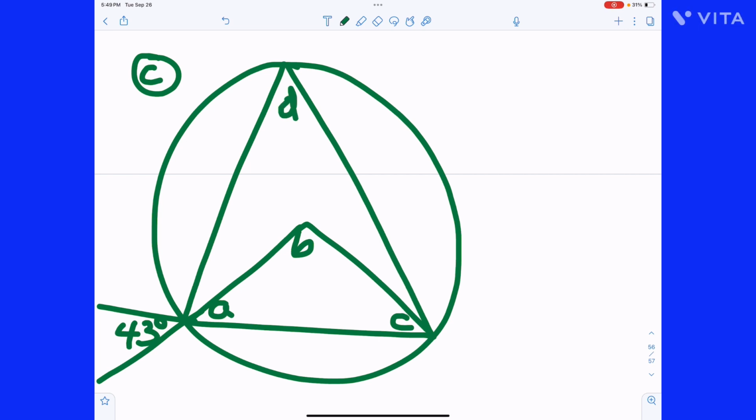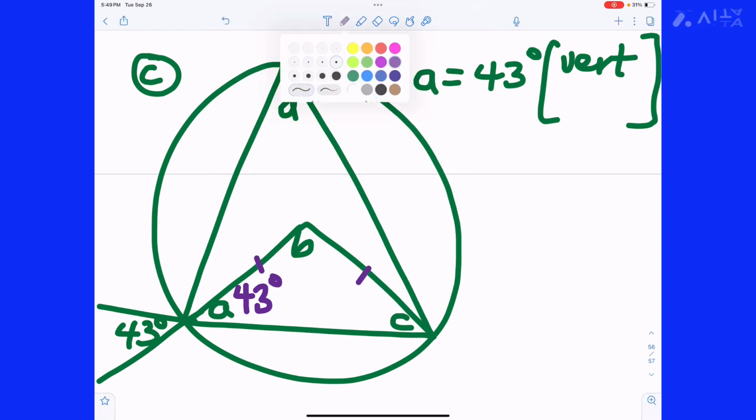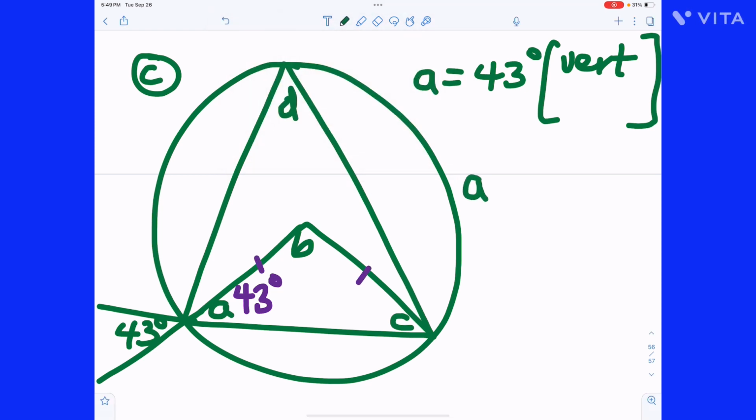I'll be very fast here. A is the same thing as 43. Vertically opposite angles. Feel it yourself. That's the reason A is equal to 43. They are vertically opposite angles. So if I know my A as 43 degrees, my C is also 43 because this is a radius, this is a radius. You know that better now. A is equal to C is equal to 43.